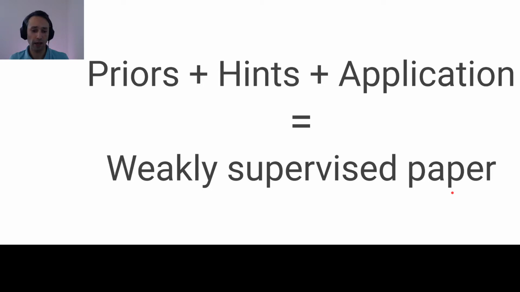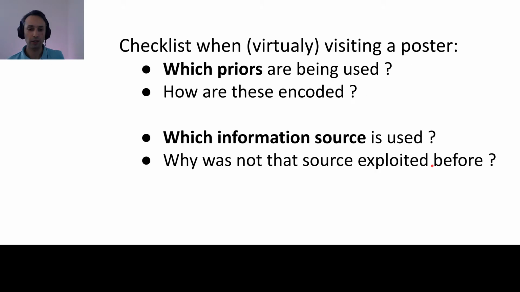This also means that when you're reading a paper or looking at a poster, you want to check which are these ingredients that are in the method. So if you're going to visit virtually, I guess this year, a poster, you want to ask which priors are being used. How are these priors being encoded? Which ones are explicit? Which ones are implicit in the architecture? And also you want to know which information sources are used. Which are those hints that are being available?